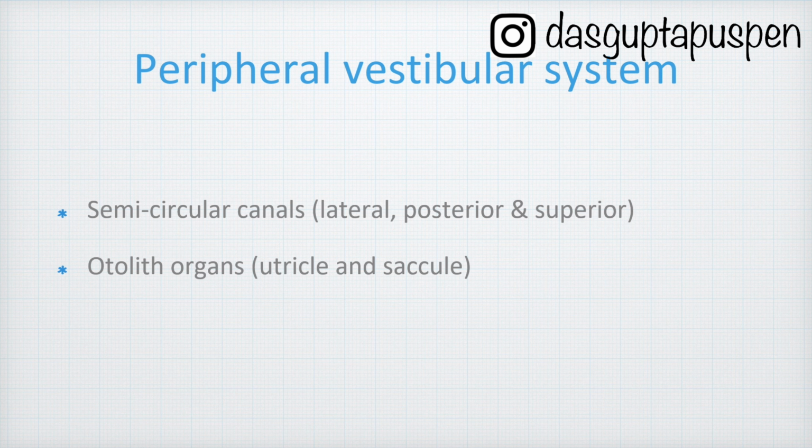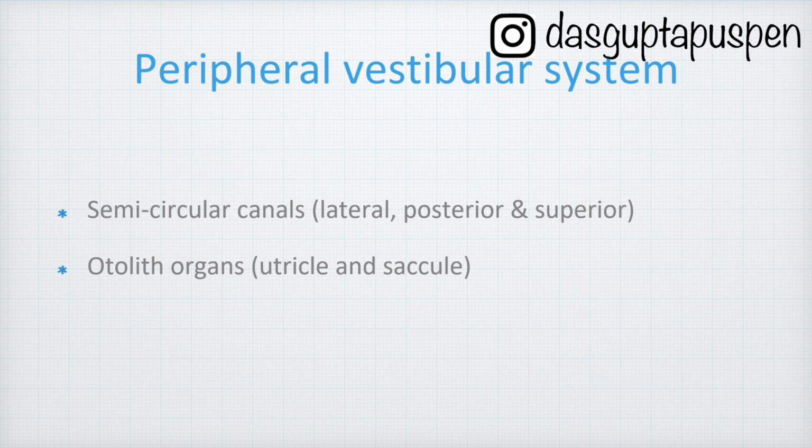Now, peripheral vestibular system is seen in our ear, and as we know, ear has three parts: the outer ear, middle ear and inner ear. Peripheral vestibular system is inside the inner ear. It is housed inside the temporal bone, which is in the skull, and the inner ear has two main functions. One is hearing, which we are not going to talk about here, and the other is maintaining balance or maintaining equilibrium, which is through the peripheral vestibular system.